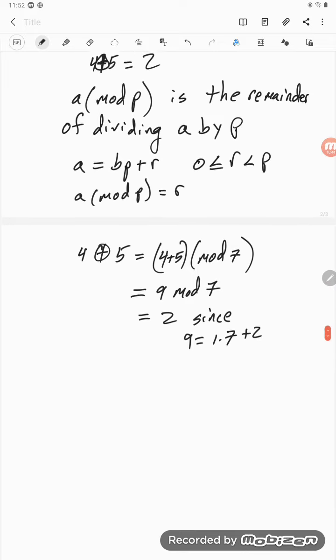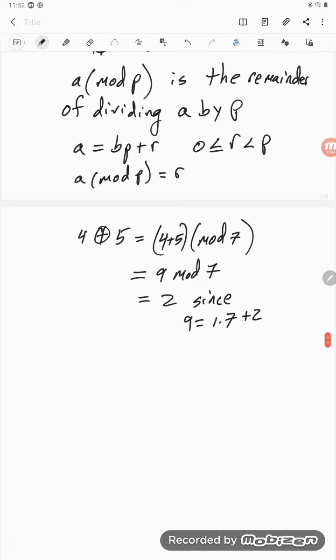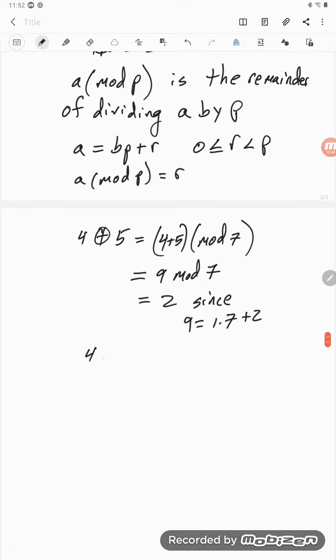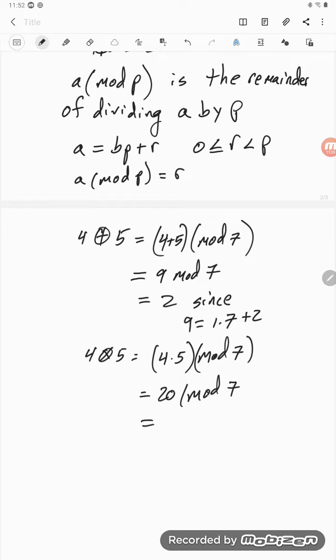Okay, now we can do multiplication the same sort of way. Say I had 4 times 5. Well, that would be 4 times 5 mod 7, and so that's 20 mod 7, and that is equal to 6, since 20 is equal to 2 times 7 plus 6.